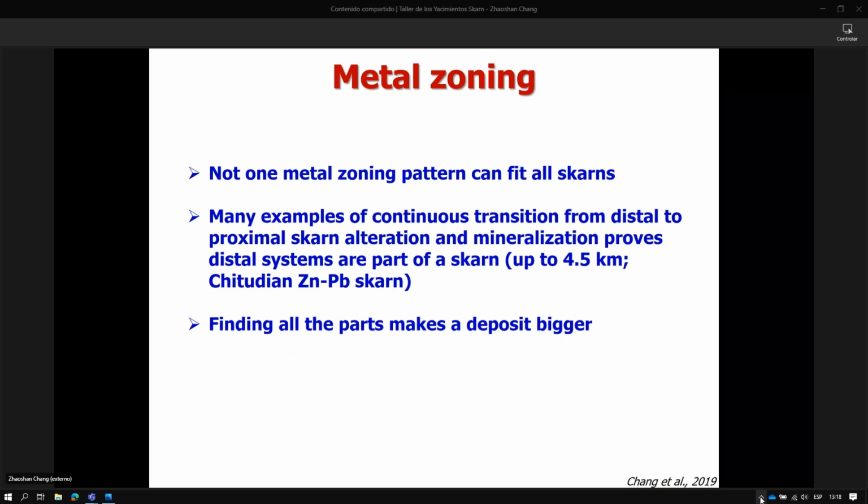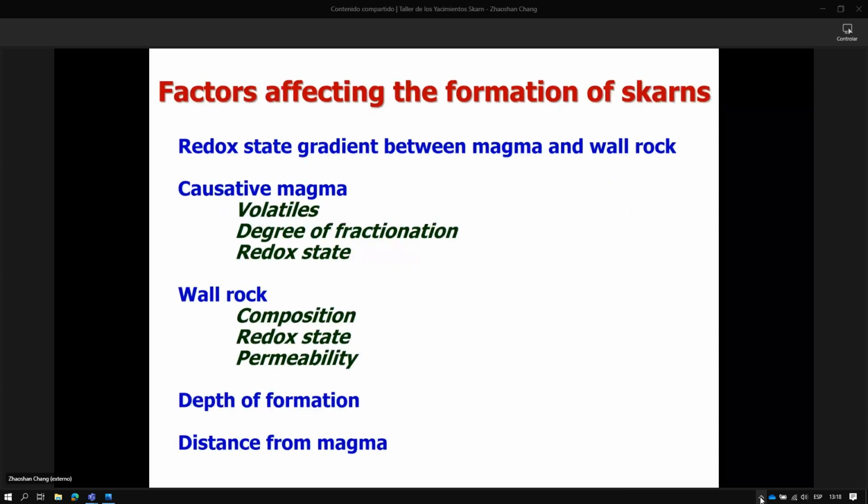That gives you the confidence: if you see distal skarn, then you should go chase up the proximal. As an example, the longest skarn I have seen so far in the literature is 4.5 kilometers, and in China it's a zinc-lead skarn. Again, this is fully drilled out. And finding all the parts of a skarn system makes the resources much bigger. Many of those big skarn systems have all the parts; they just need more work to find more resources.